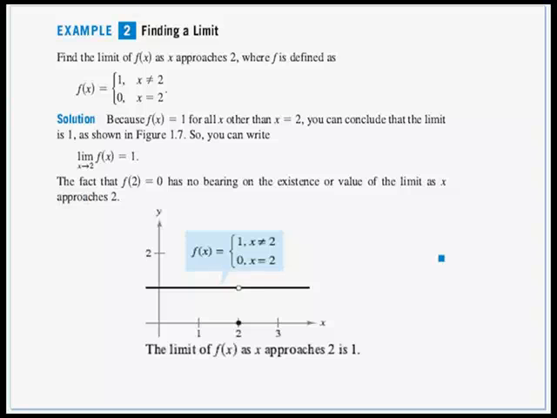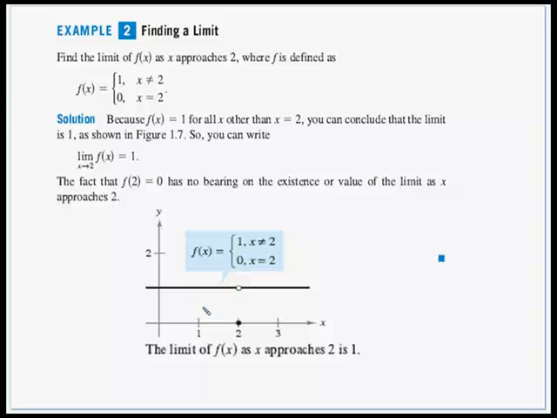Alrighty, in example 2 here we're going to find a limit. Find the limit of the function f of x as x approaches 2, where f is defined as, here we have a piecewise function. Our f of x, our output value, is equal to 1 for all values of x that are not equal to 2. If we do plug in an x value of 2, our function value, our f of x, is 0. And this is kind of a confusing piecewise function. We don't see many variables in there.